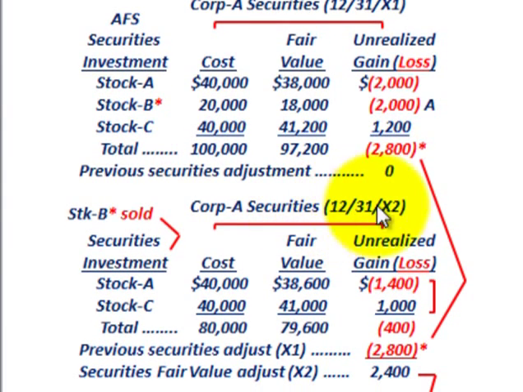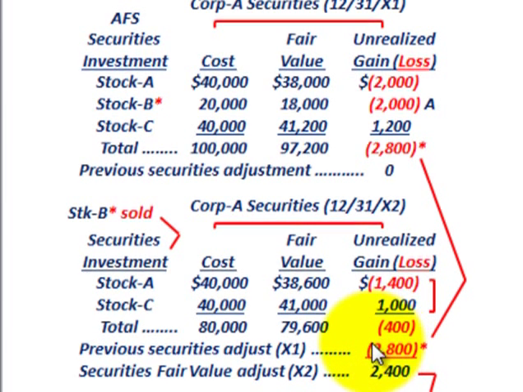Now going down to our second year, the end of year X2, this is the case where stock B was sold, so it isn't going to be included in our securities, and we didn't buy any other ones either. So all we've got is stock A and stock C. To determine any unrealized gains and losses, the same as we've done above, we take the total cost of those securities, which is $80,000. Their fair value, summing that up, is $79,600. So our fair value is less than our cost, $79,600 against a cost of $80,000, so we're going to have an unrealized loss again of $400.